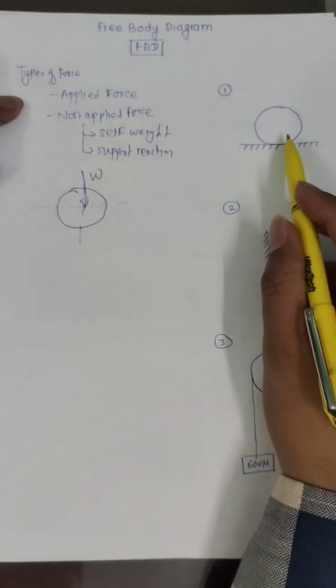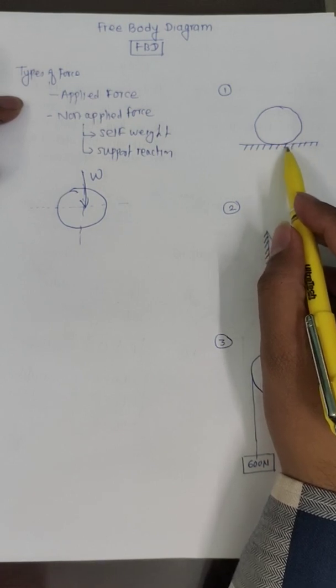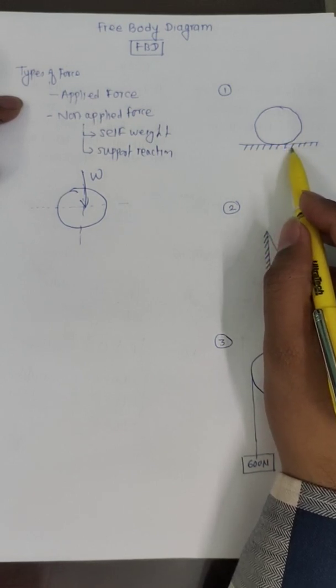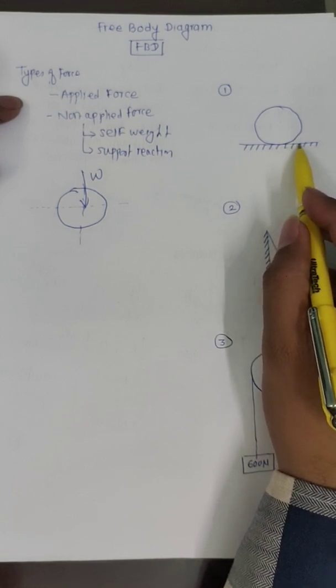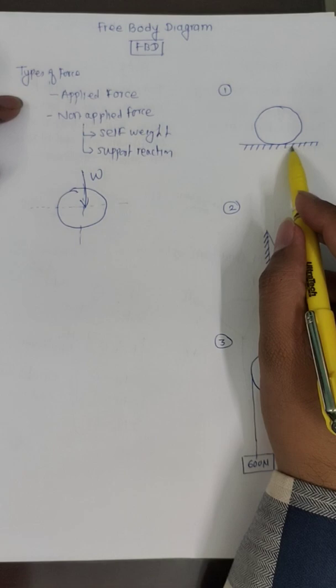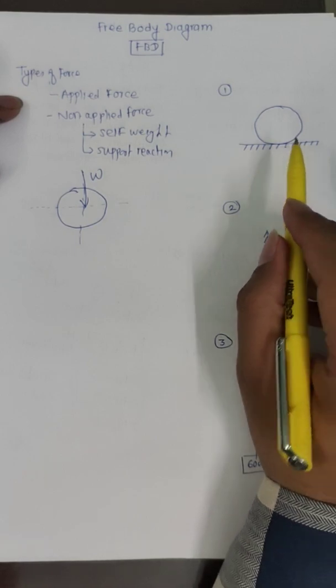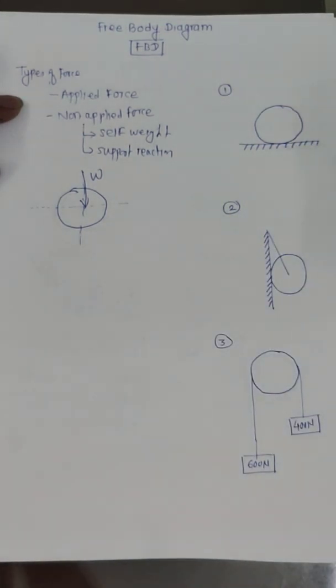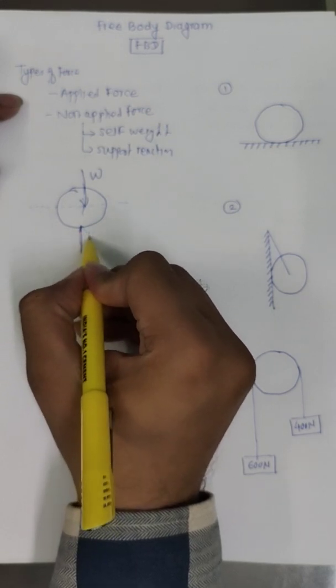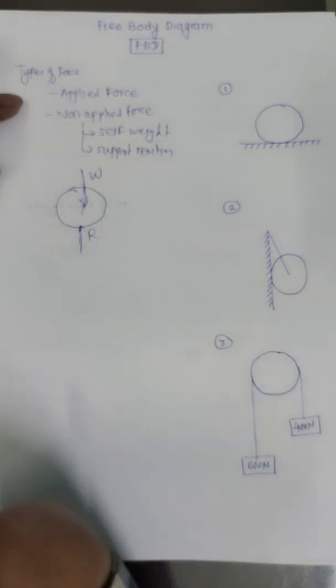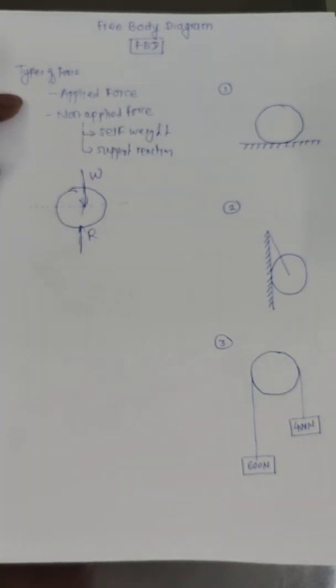Free body means we have to free the body from the support surfaces it is contacted with. The sphere is in contact with the surface, so we have to remove this surface and replace it by the support reaction. The support reaction is always acting perpendicular to the surface of the body. So this is the support reaction, which is acting opposite to the weight of the sphere. So simple, this is the free body diagram of the first.